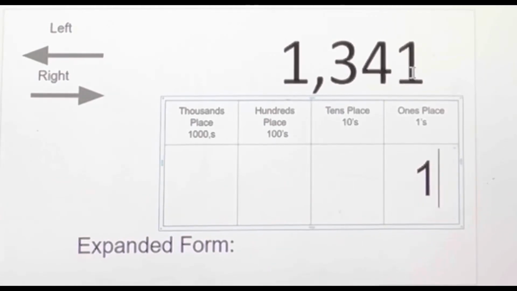Next to the ones place, next to the digit 1, we have 4, so the digit in the tens place is 4. Next to the 4, the digit is 3, so the digit in the hundreds place is a 3. And next to the 3, we have a 1, so the digit in the thousands place is a 1. So in the number 1,341, we have 1 one, 4 tens, 3 hundreds, and 1 thousand.